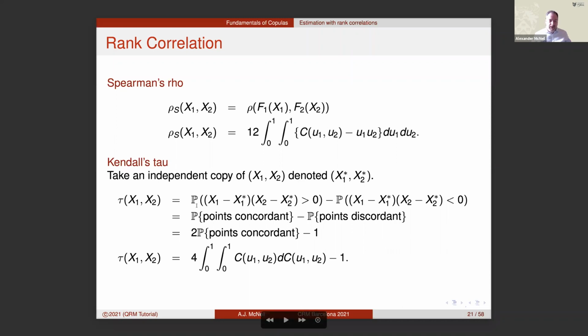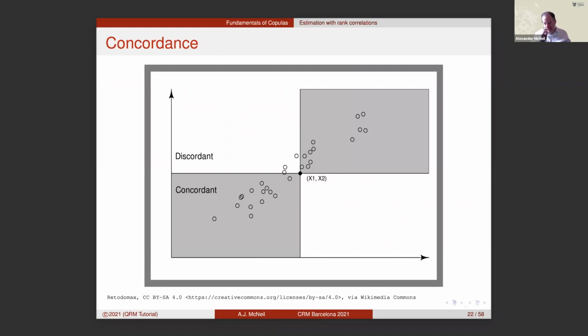Well, this probability is the probability of concordance. And this probability is the probability of discordance. So what I'm really doing is subtracting the probability that two random points from the distribution are discordant from the probability that two random points from the distribution are concordant. Let me show you a picture before I go back to that. Discordant and concordant. This is quite a nice way of looking at it.